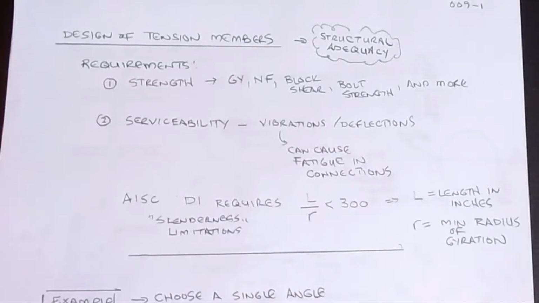Whenever we get into structural design of members, whether they're tension members or compression members or beams or whatnot, there are always two criteria that we look at that are deemed the structural adequacy criterion. The first one is strength, and this is the one that we've looked at up to this point. This includes things like gross yielding and net fracture, and in the case of tension members, there will be several others that we'll look at later on in this series, things like block shear or bolt strength or tear out failures and several others.